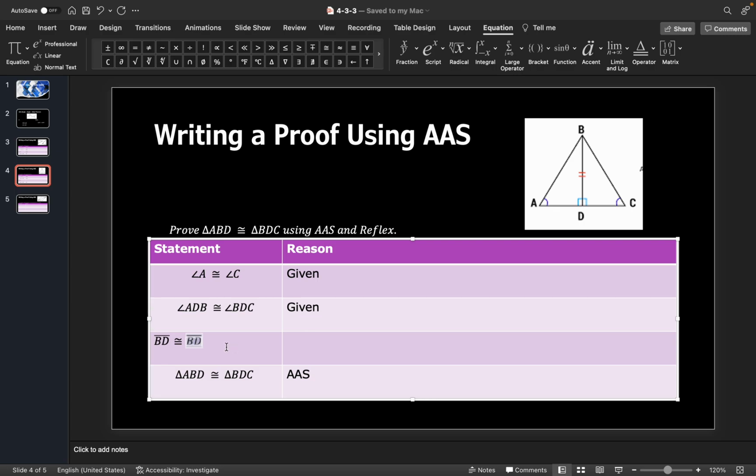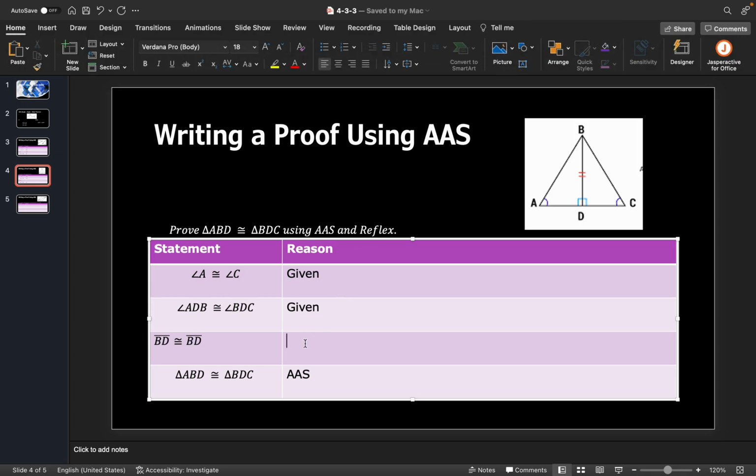So now that I have BD is congruent to BD, I need to decide how. It's not just given in the picture. Remember, we have to call that the reflexive property of congruence. So I'm going to go ahead and write down here that instead of given, that's reflexive. And there it is. I have the angle, I have the angle, I have the side, and I have how I proved it, angle, angle, side.